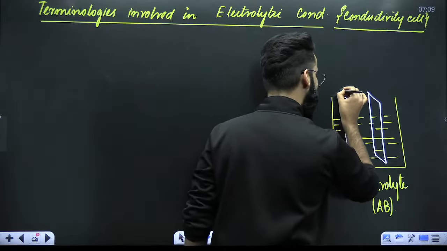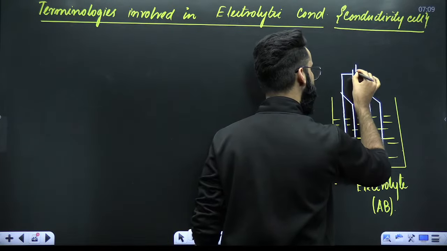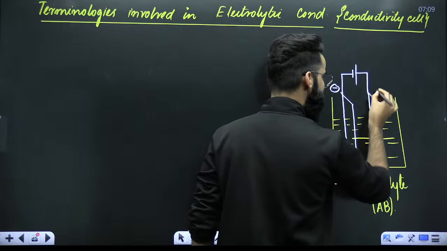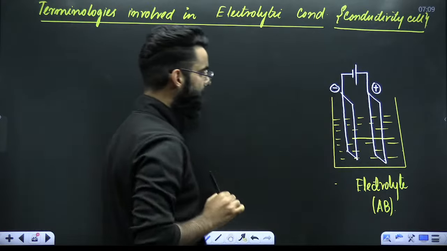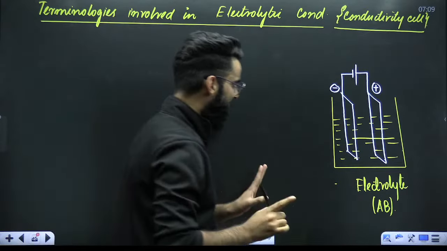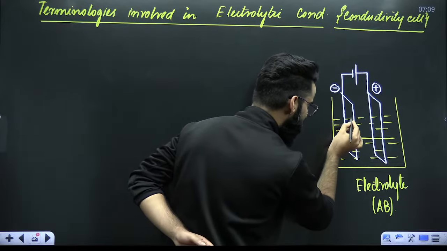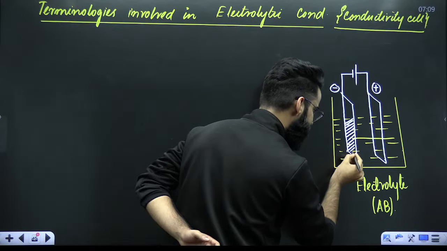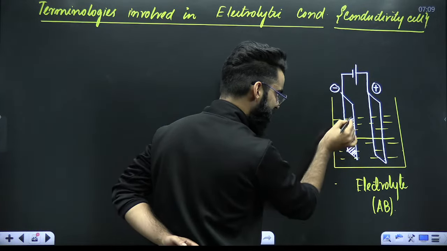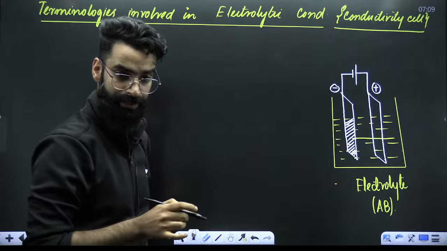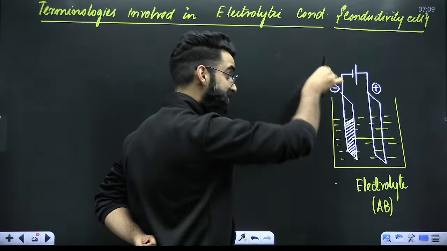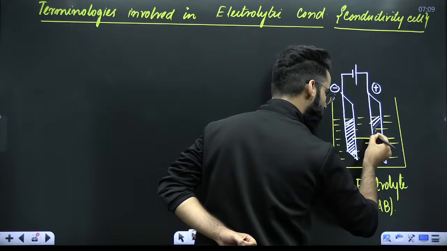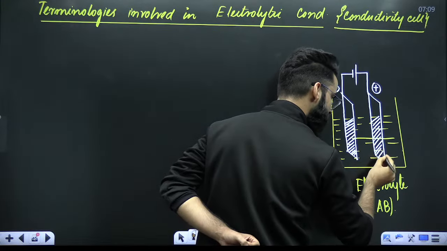Now, my dear students, you are connecting these electrodes with the help of battery. This electrode, this plate got the negative charge. This plate got the positive charge. Correct? Now, my dear students, first of all, imagine. Can I say this is the part of the electrode which is in contact with the solution? Yes, this is the part of the electrode which is dipped into the solution. Similarly, this is the part of the other electrode which is dipped into the solution as well.